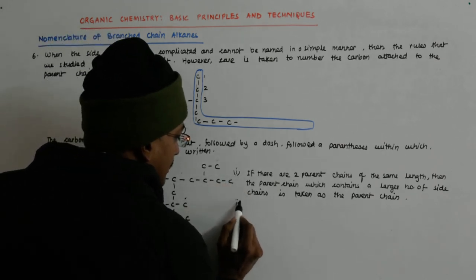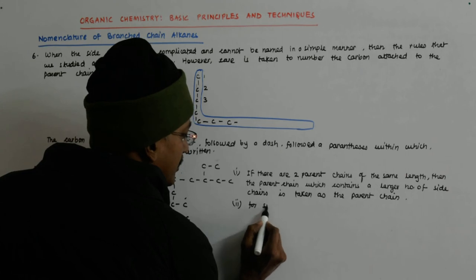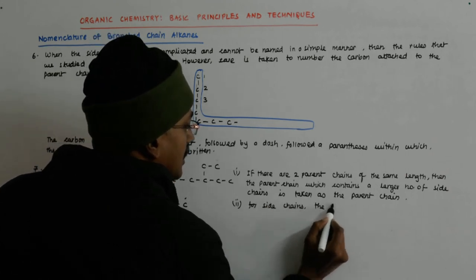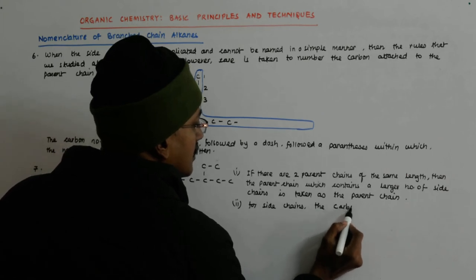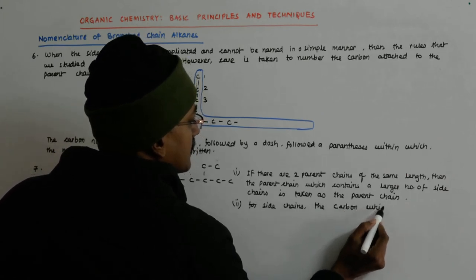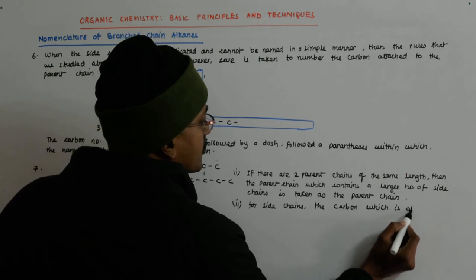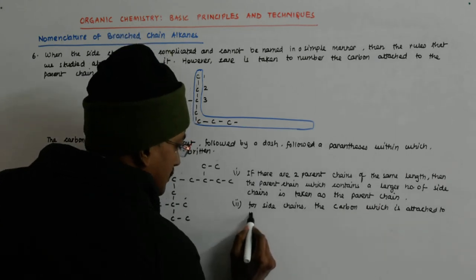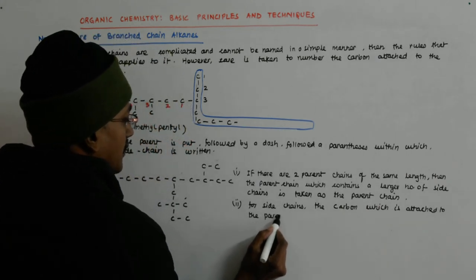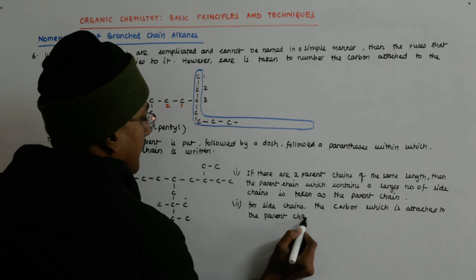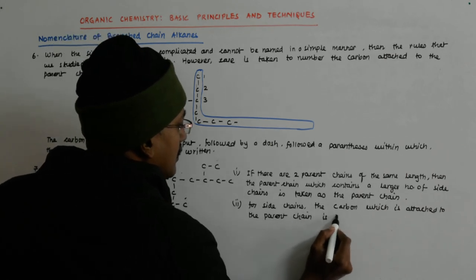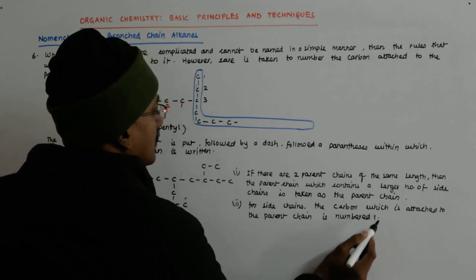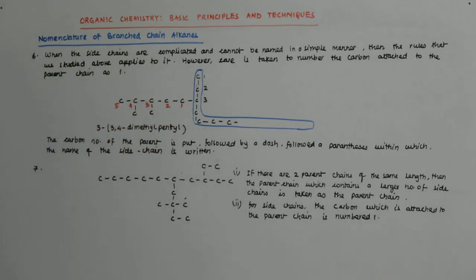And then for side chains, the carbon which is attached to the parent chain is numbered one. Okay.